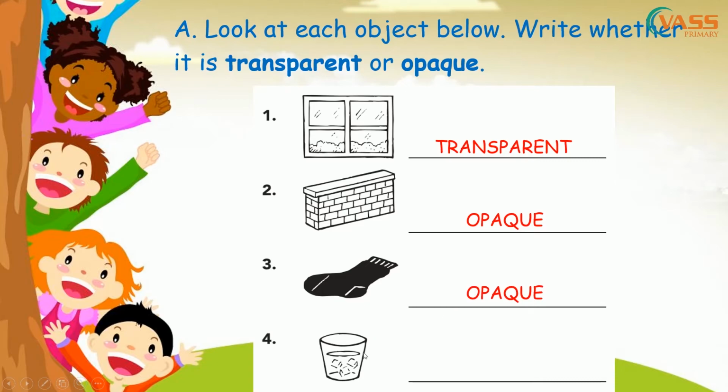Question 4. What might this be? Right, it's a glass full of water and ice. Is it transparent or opaque? You got it, it's transparent.